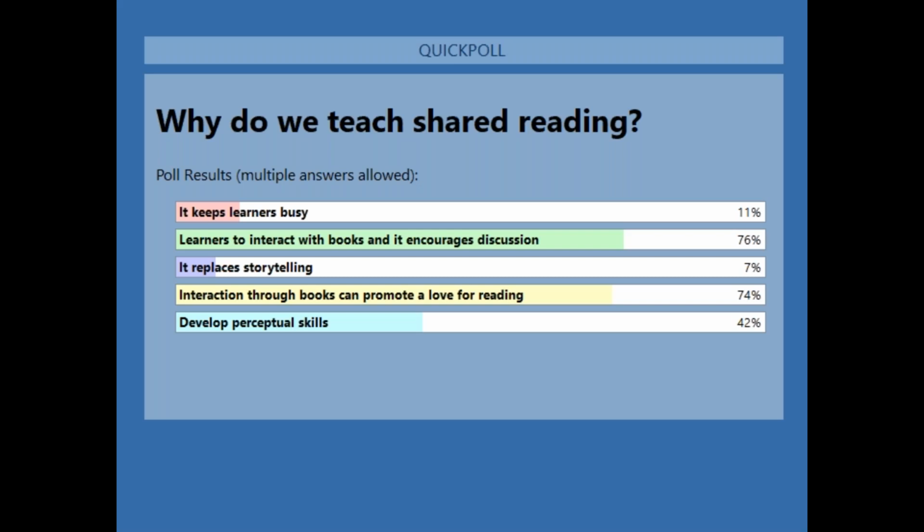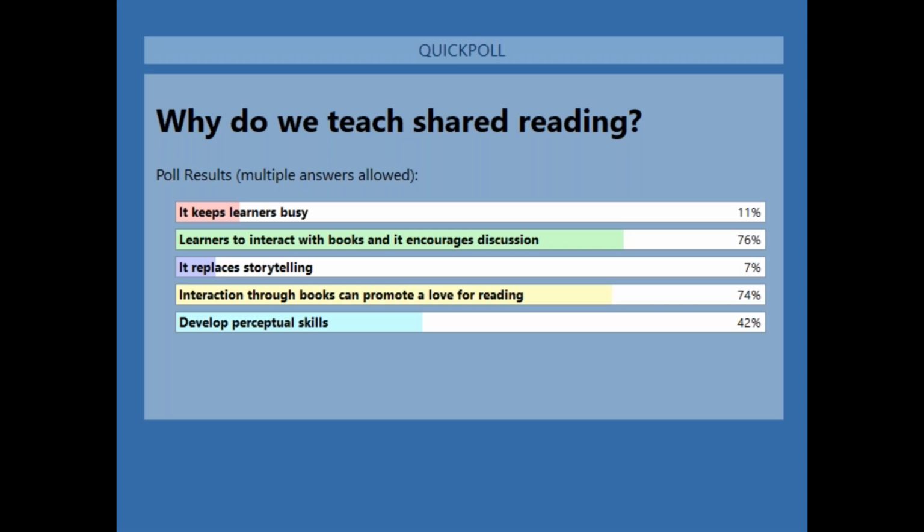I'm happy to see that 7% of you are indicating that it does not replace storytelling. Remember, with storytelling, it's a total different set of skills that we are applying. You're telling a story, you're not reading a story, to simplify the difference between the two. We might have a future session coming up where we might talk about storytelling as such.